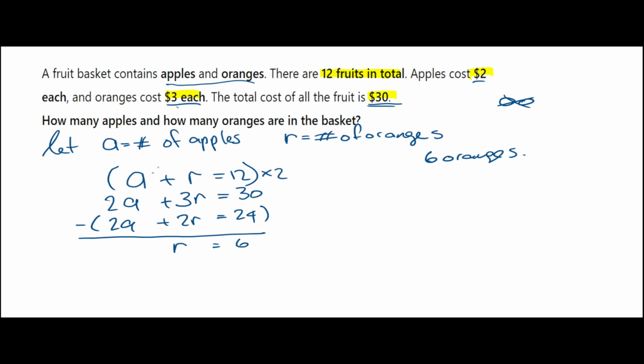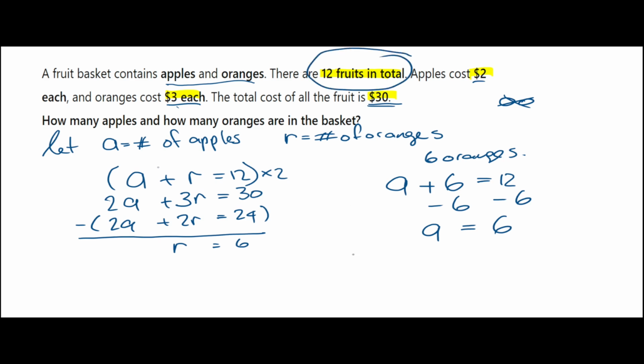And now we know that the number of oranges and the number of apples is 12. So the number of apples plus the number of oranges, which is 6, adds to 12. If I take 6 away from both sides, the number of apples we're going to buy is 6. And that makes sense, because we have 6 apples, 6 oranges, we have 12 fruits in total.